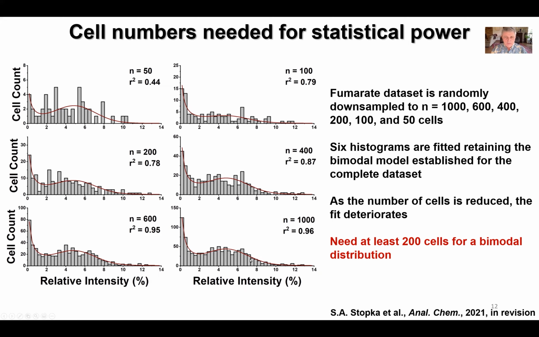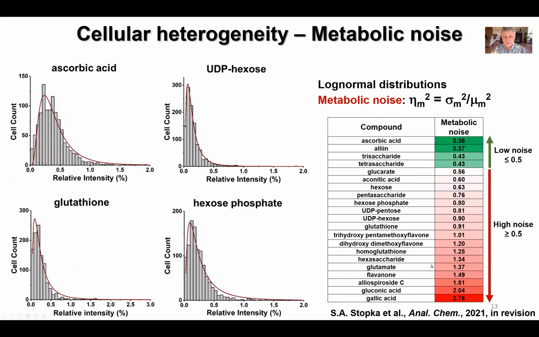Obviously, we were interested in our ability to discern this bimodal nature from these other downsampled distributions. And as you can see, you can visually assess this and come to the conclusion that somewhere around 200 cells, below 200 cells, you really lose the ability to discern the bimodal distribution. Now, of course, the number of cells you need will also depend on what kind of distribution you're trying to discern. If the underlying distribution is unimodal, you probably can get away with fewer cells.